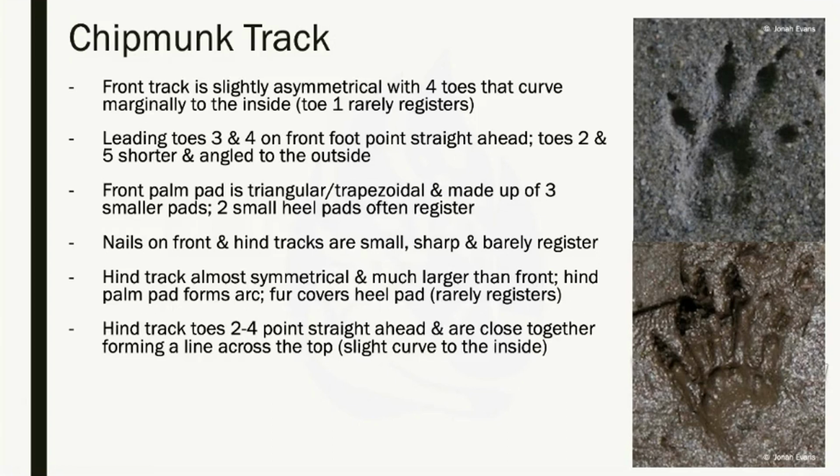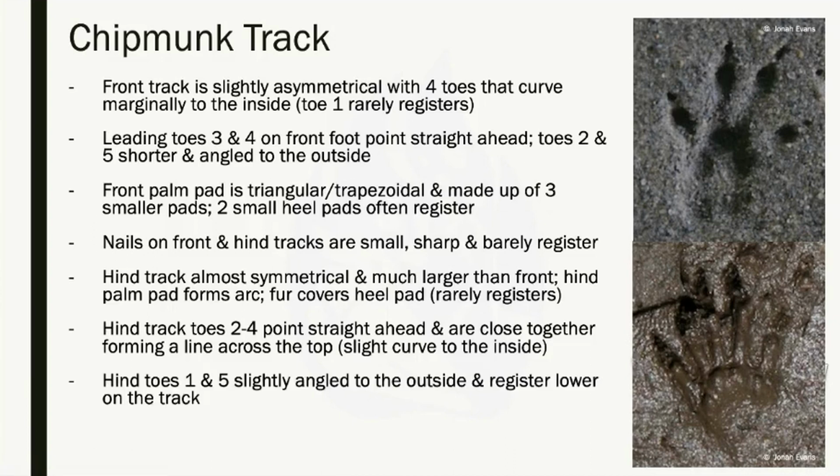You have the typical toes 2 through 4, which point north and are pretty close together and form this line across the top with maybe a slight curvature to the inside of the track. Okay. One of the differences is in the hind track, you just get this slightly angled, again, the outer toes 1 and 5. They do register lower down on the track, but not as much as in other species.